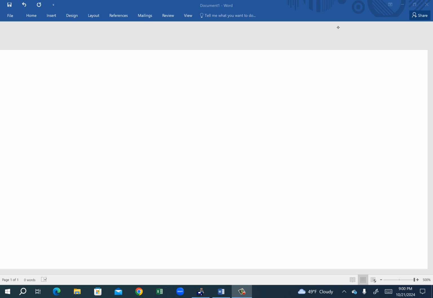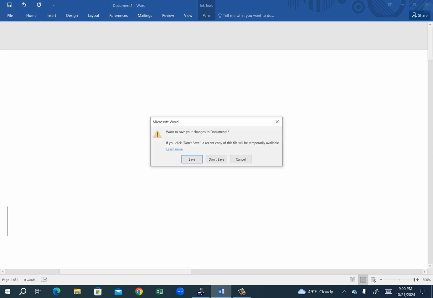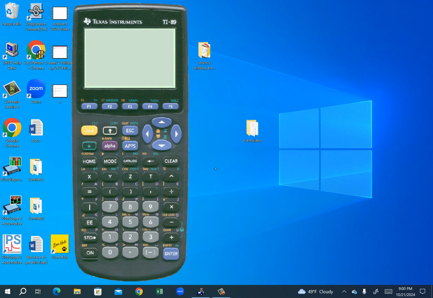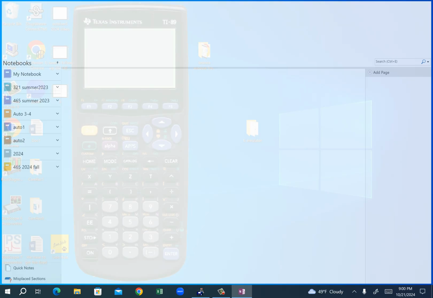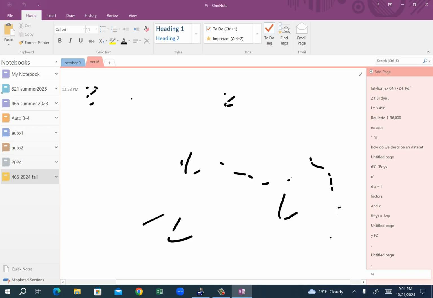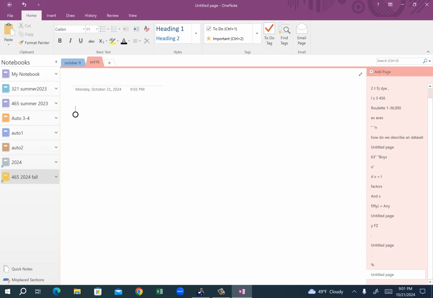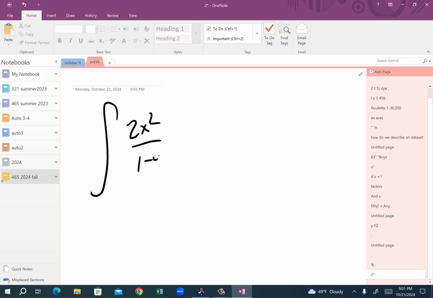All right, so your question was number 19. It's the integral. Just a minute. Might be helpful if I open the right software. There we go. So what we're going to do is the integral of 2x squared over the square root of 1 minus 4x cubed dx.